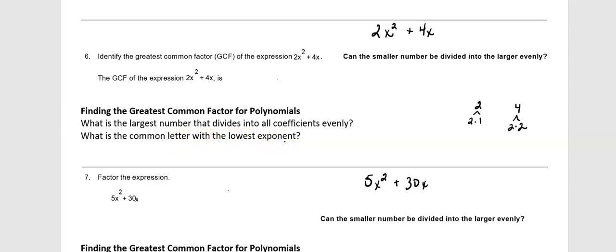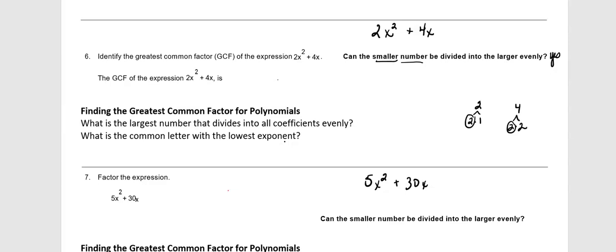So before we begin asking ourselves the first question, look at the numerical coefficients of both terms. In this case, we have 2 and 4. Can the smaller number be divided into the larger number evenly? In this case, of course, the 2 does divide into 4 evenly. If the answer is yes, then the GCF of the numerical coefficients is the smaller number. And we don't need to use the prime factorization of both of those numerical coefficients in this case, because both will also show us that 2 is the GCF.